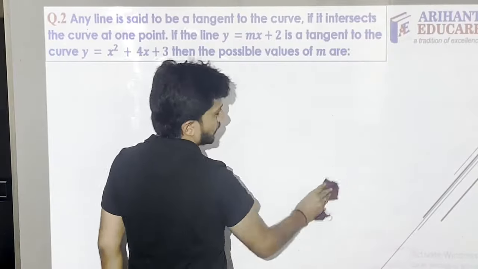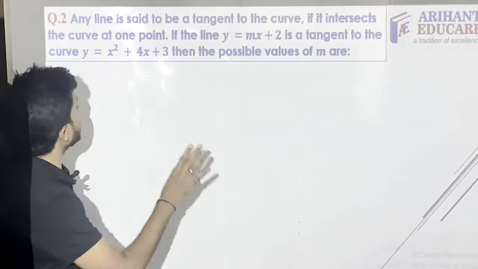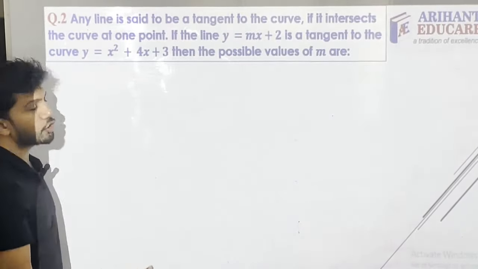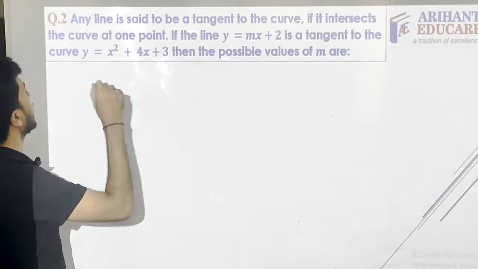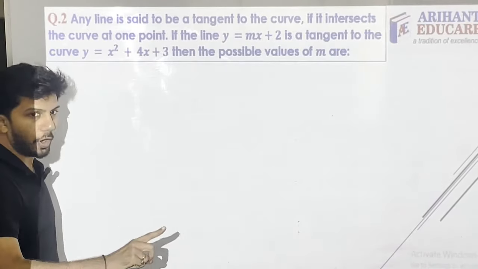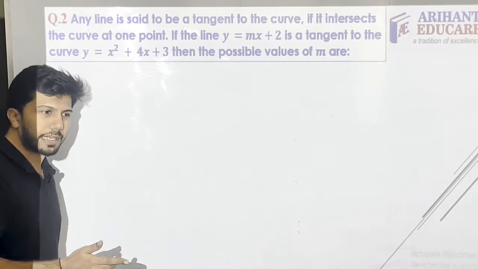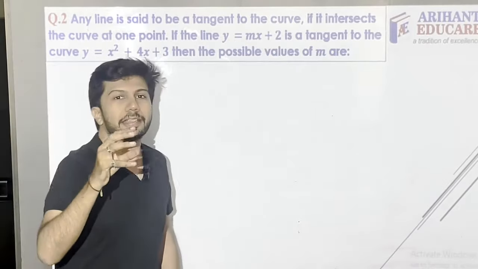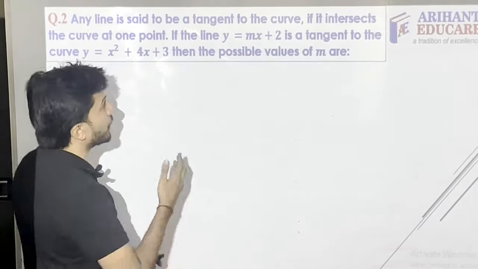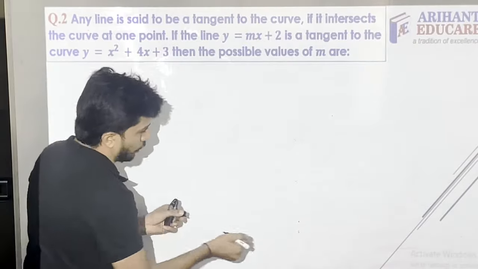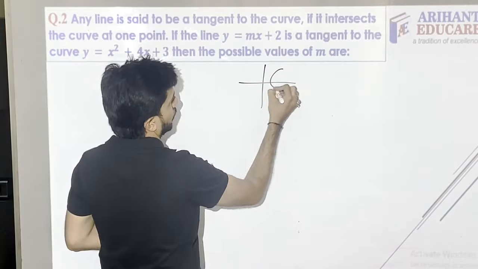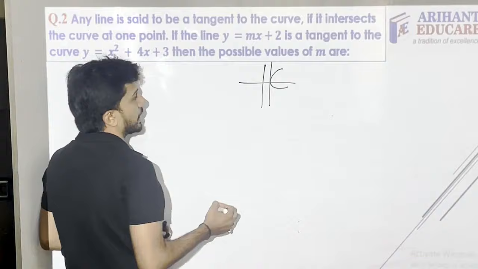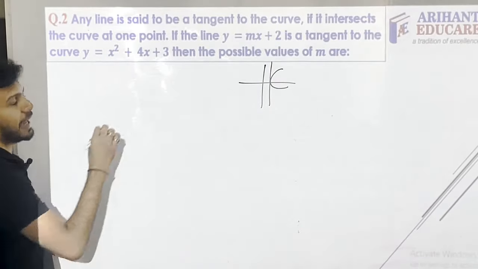Let's understand what is so special about this sum now. Any line is said to be a tangent to the curve if it intersects the curve at one point. We have already learned in circles, right? When a line touches the circle, it is called a tangent. So for every curve that we draw, on any axis, any curve that we have and a line just touches it, we call it a tangent.